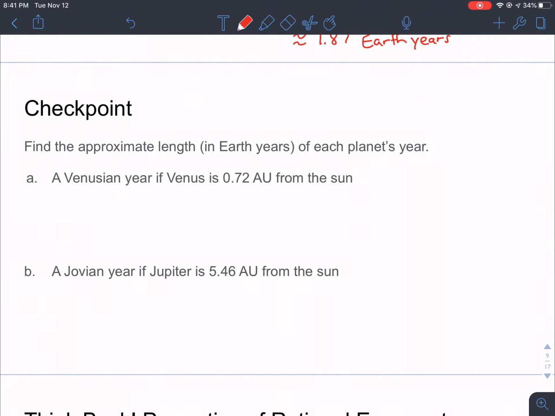So, with that said, here's your checkpoint. Find the approximate length in Earth years of each planet's year. So a Venusian year if Venus is 0.72 AU from the Sun, and a Jovian year if Jupiter is 5.46 AU from the Sun. Well, go ahead and pause it, and if you want to work it, you should get 0.61 Earth years and 12.76 Earth years.